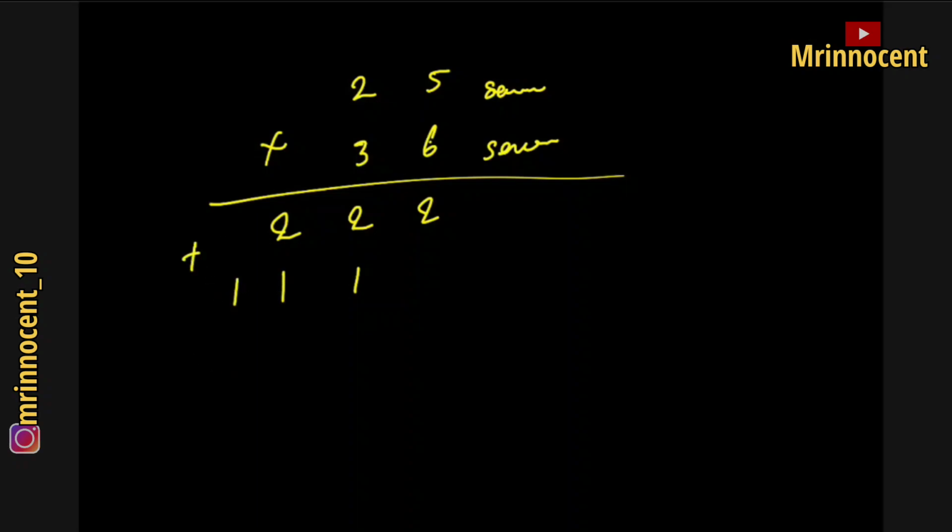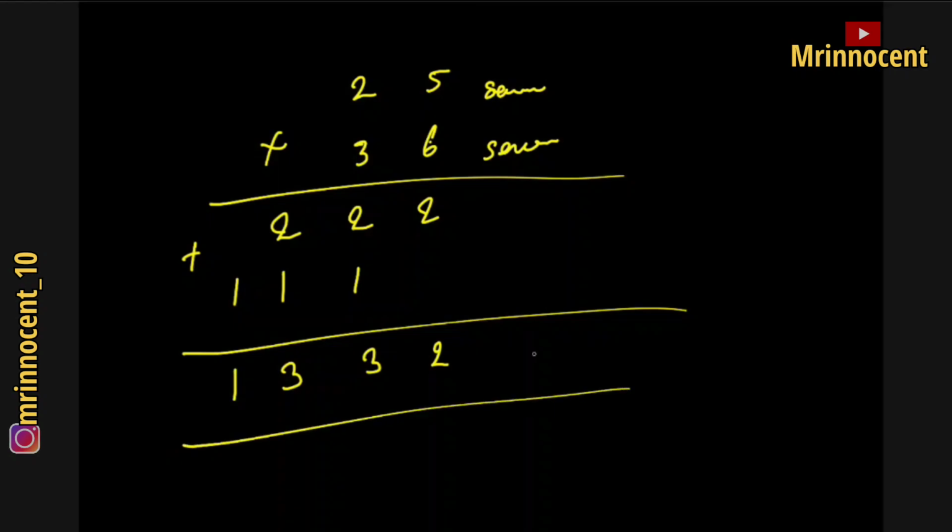We then add. 2 plus 0 is 2. 2 plus 1 is 3. 2 plus 1 is 3. And 0 plus 1 is 1. So you have 1,332 in base 7.